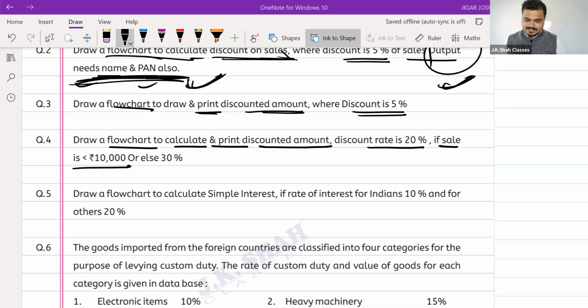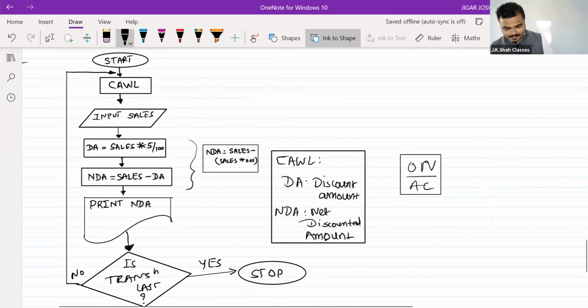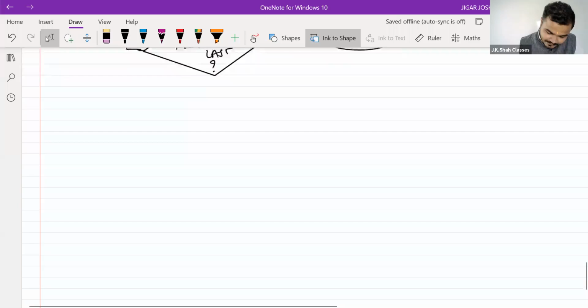Understood? So let us proceed, people. Most importantly, remember they said print and they want the discounted amount of sale only. So we understood this also. Can we proceed? See, people, let me finish the drawing part first and then you draw.